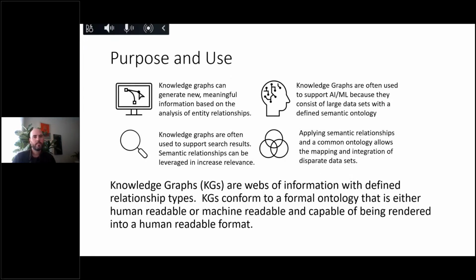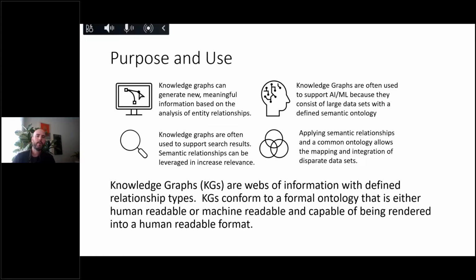What that means is that knowledge graphs can be used to generate new information based on the existing entities and their relationships. They can be leveraged for search to help make search more relevant and accurate. They can serve as knowledge bases for AI algorithms to give them a set of data to help infer information and deduce new information off of. As well, they can be used to create new relationships, mappings between disparate data sets.